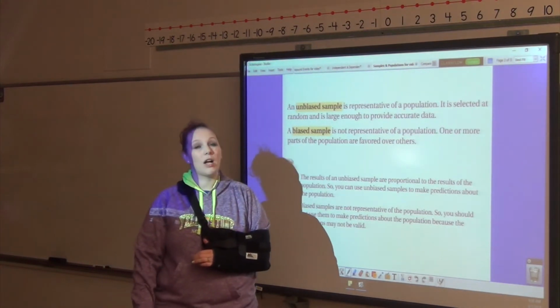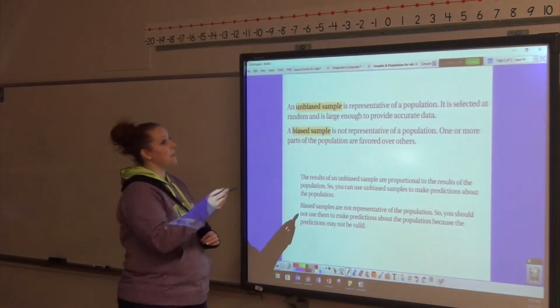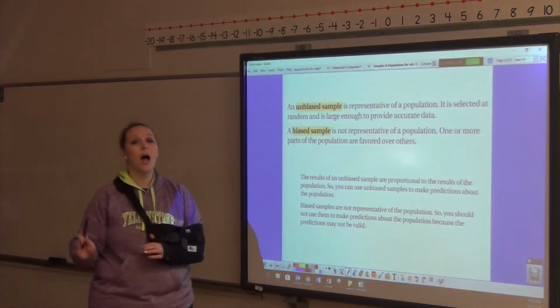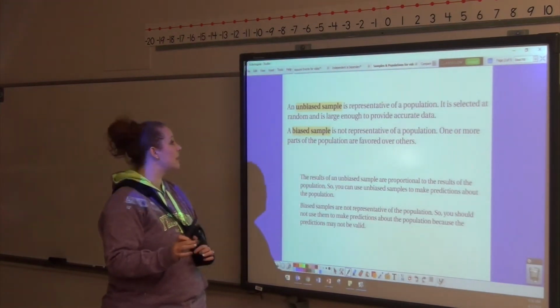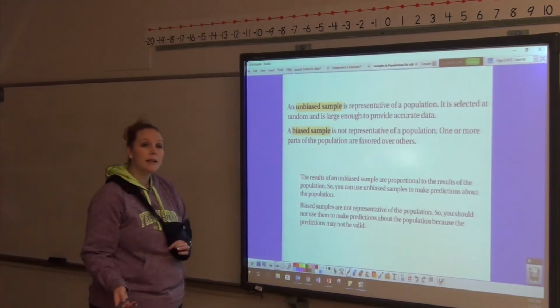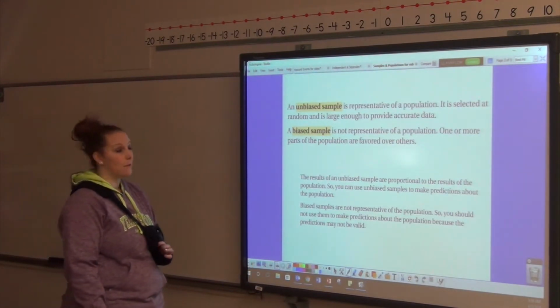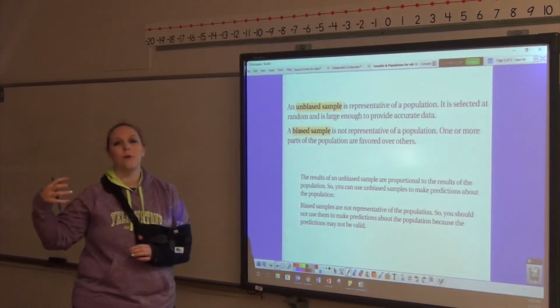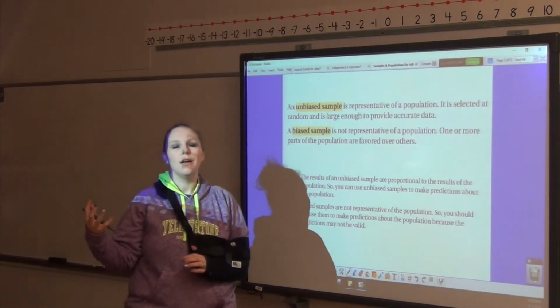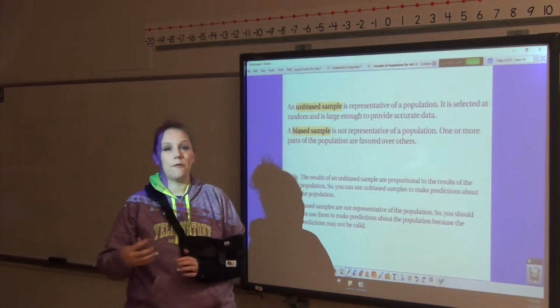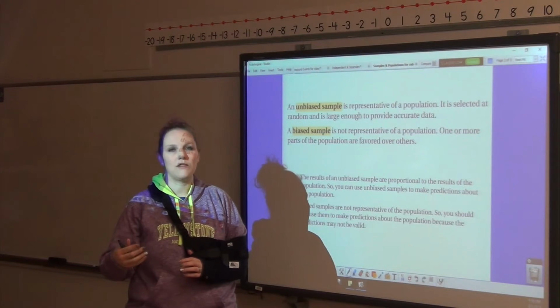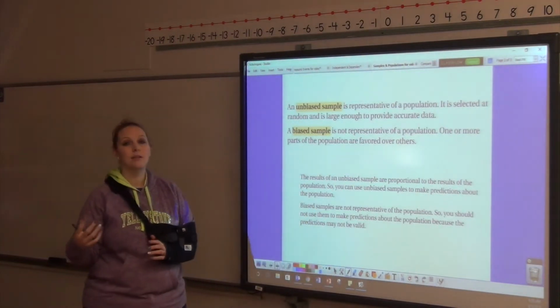We need to make sure that they are unbiased. Unbiased samples are representative of the entire population. So they're usually selected at random, they should be selected at random, and it's large enough to provide accurate data for the group. If you are looking at a group of 100 people, a handful, even 10 might be a good sample.